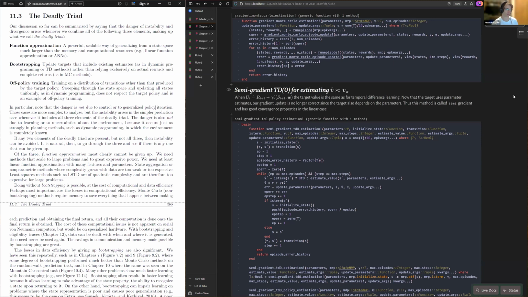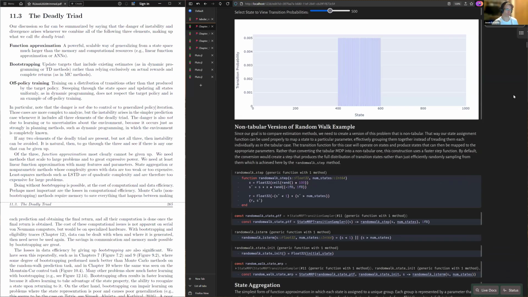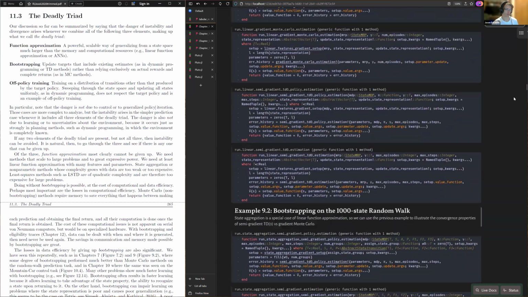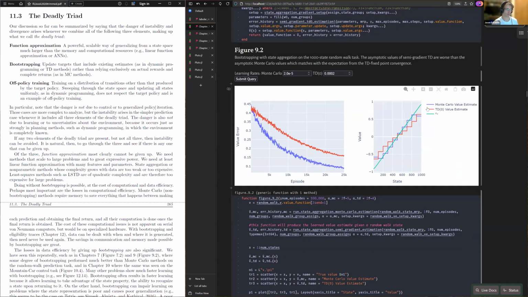So this ends up causing a situation where we end up converging to something different. This was back in chapter 9. We have this example where we have this very simple problem. And if you do the training with Monte Carlo estimation, you get this blue line, which is the correct value error. And if we do it with TD zero estimation, we just get this other solution.